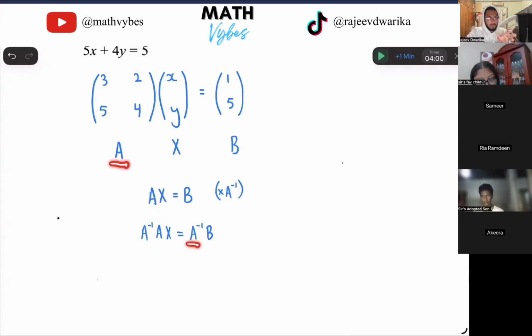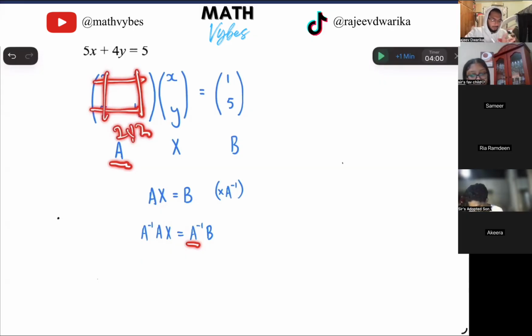What's the order of it? How many rows by columns does it have? How many rows are in there? 2. And how many columns? 2. Right, so that's a 2 by 2 matrix. If you find the inverse, it will also be a 2 by 2 matrix, right?